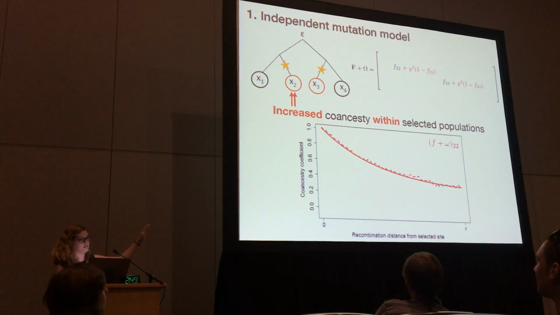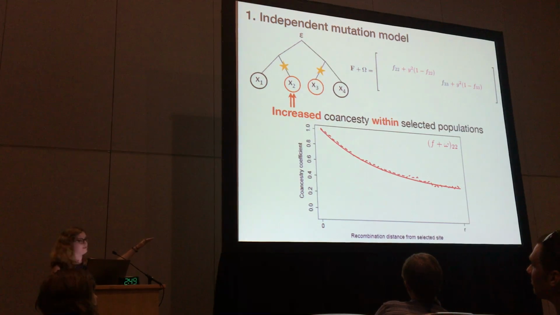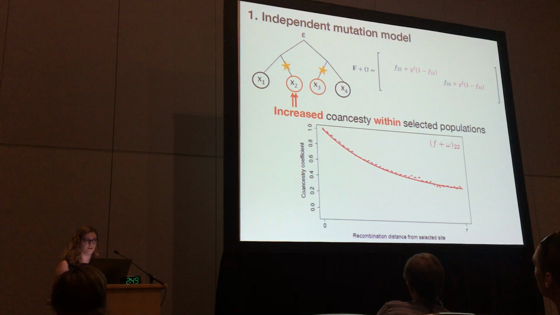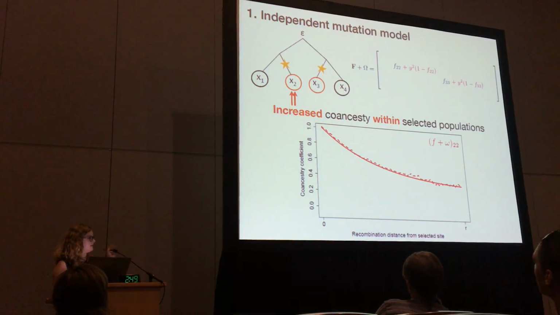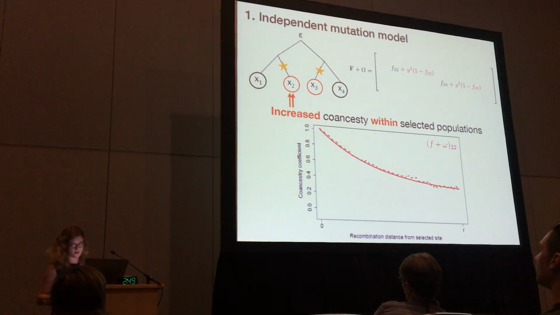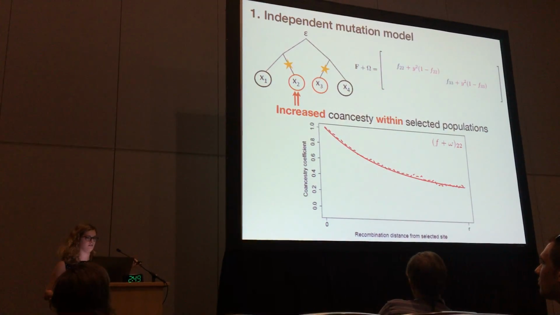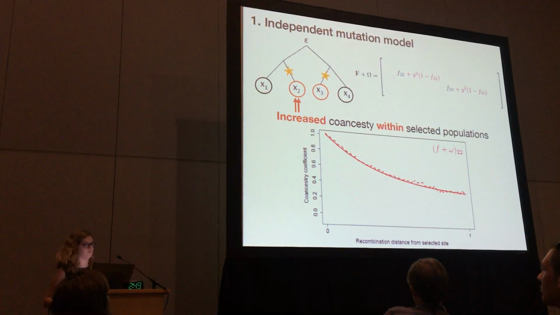And what we see is immediately near the selected site, these neutral alleles are being forced to coalesce during the sweep. But as we move further away, there's some probability that they'll recombine off the beneficial background, and it's decreasing the probability of coalescing. And I should say that throughout the talk, when I show plots like this, the solid lines are theoretical expectations, and the dashed line is simulations that I've done.